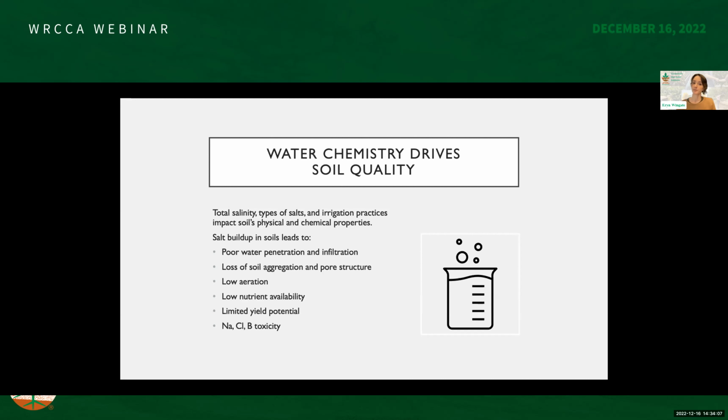And then we can also have low nutrient availability due to the pH and the nutrients we most need precipitating out of solution. And we have limited yield potential because of the salinity directly increasing osmotic potential to the point where plants aren't able to absorb the water and nutrients that they need. And then we can have direct toxicity from some of the salt constituents, the sodium, chloride, and boron.